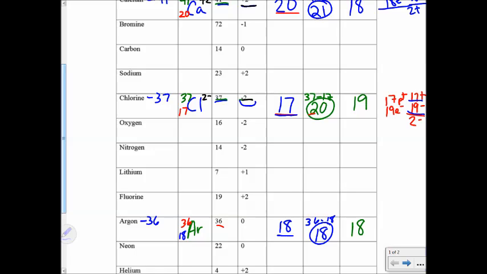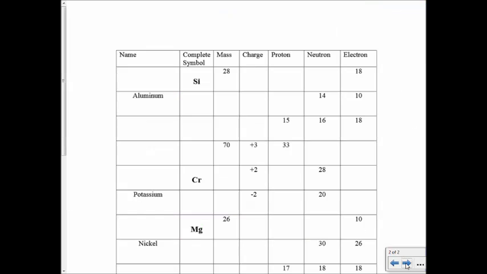Well, let's do some on the back too, and we'll keep working through the electrons. So aluminum on the back was asked for, so let's do aluminum. Well, aluminum's symbol is Al. Still going to do my complete symbol. What do I know here? The only thing I know is the neutron and electron number, so I need to figure out my protons. What's aluminum's atomic number? 13. So I have 13 protons.